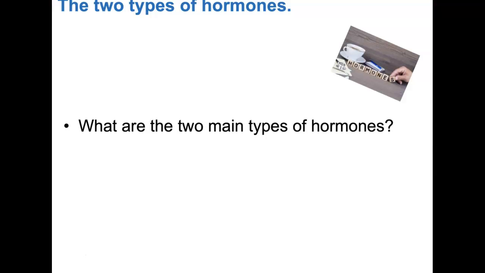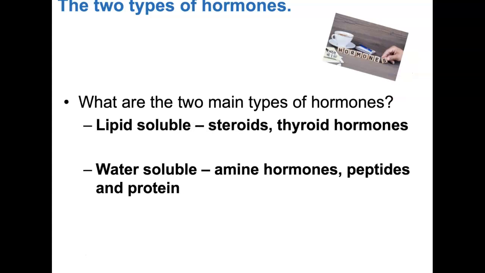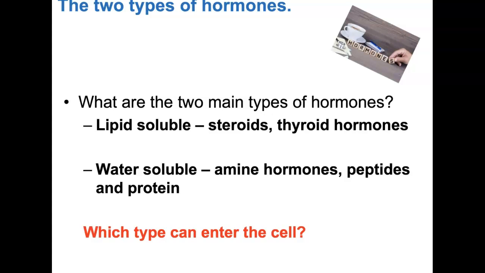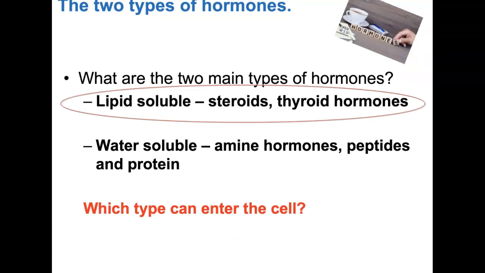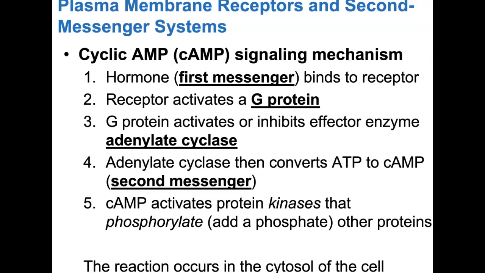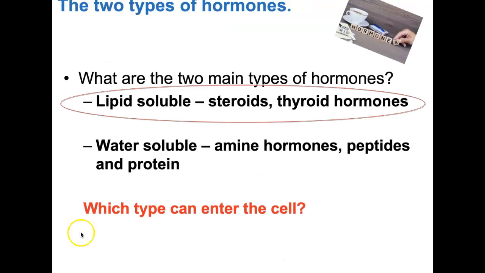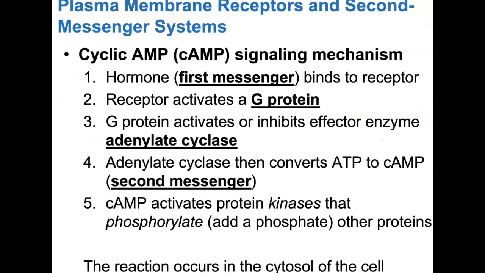All right, so quick little review. What are the two main types of hormones? If you said lipid soluble and water soluble, then you are exactly correct. Which type can enter the cell? Well, if you're thinking about the cells and you're thinking about that phospholipid bilayer, you're probably thinking lipids can enter the cell. And don't forget, your water soluble have to use a secondary messenger, usually a G protein.